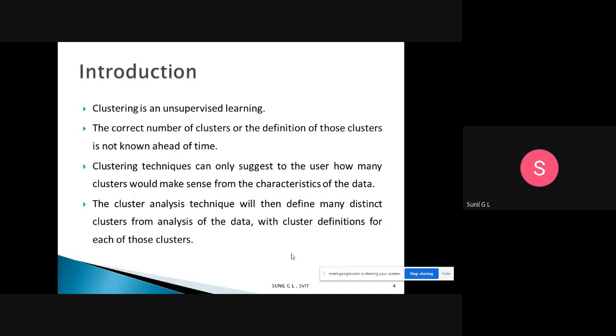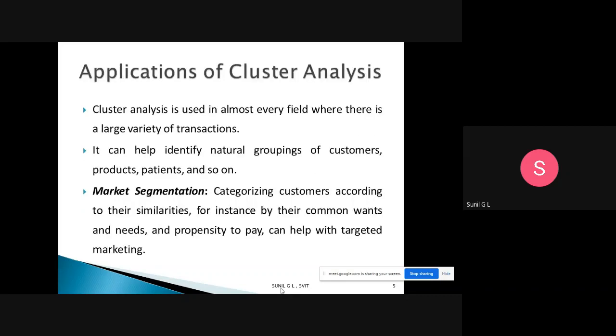The cluster analysis technique will then define many distinct clusters from the analysis of the data, with a cluster definition for each of those clusters. Once you analyze the data, you will know how many clusters we can develop for that data set. So when you analyze the data set, then you will know how many clusters you can make for that particular data instance.